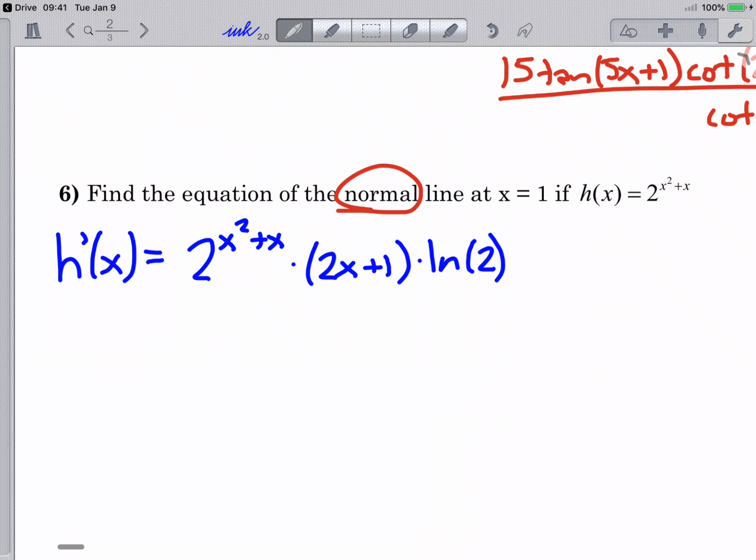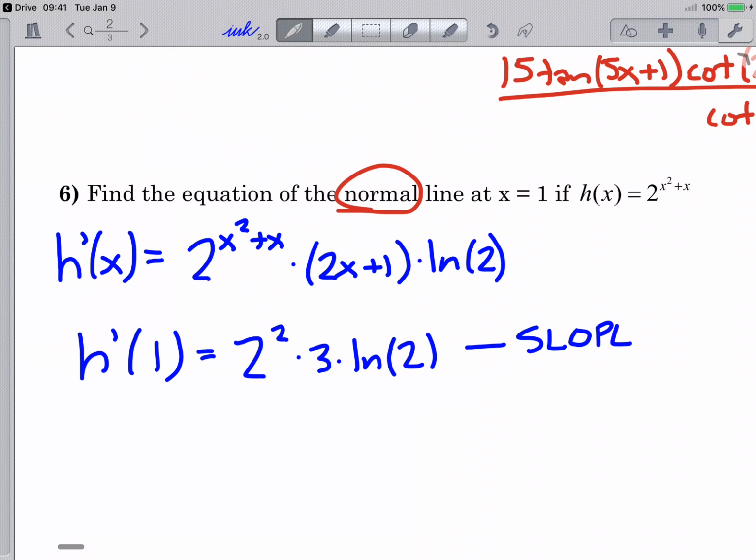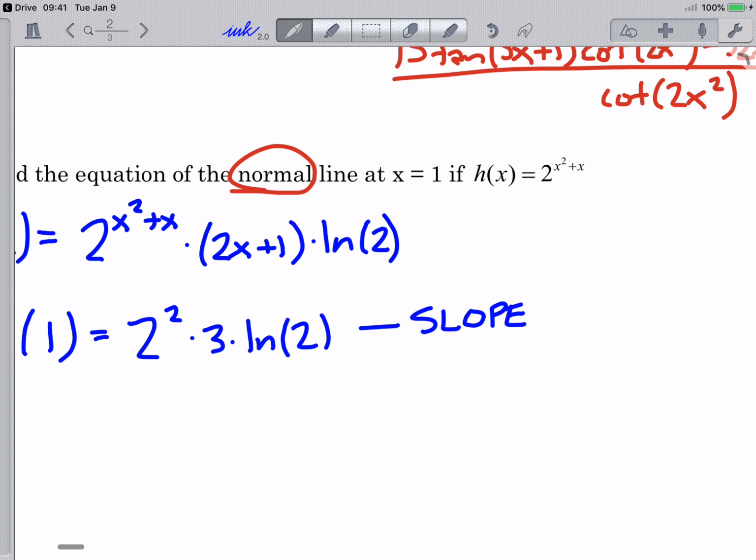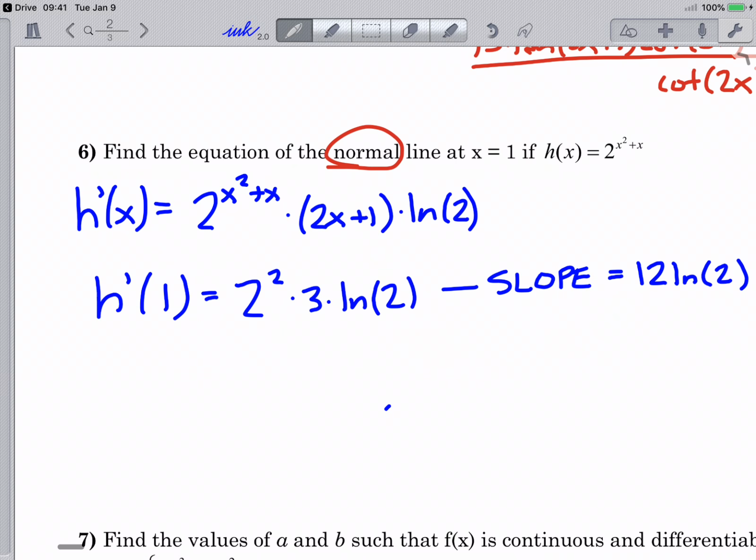So I need to find h prime of 1. H prime of 1 gives me 2 squared times 3 times the natural log of 2. So that would be my slope. And I can simplify it a bit. So I've got 2 squared is 4 times 3 is 12. So I've got 12 times the natural log of 2. Now I need to find a point, which I get by plugging 1 into my original equation. So that'll be 2 to the 1 squared plus 1 is 2 squared is 4. So I've got a point, 1 comma 4.